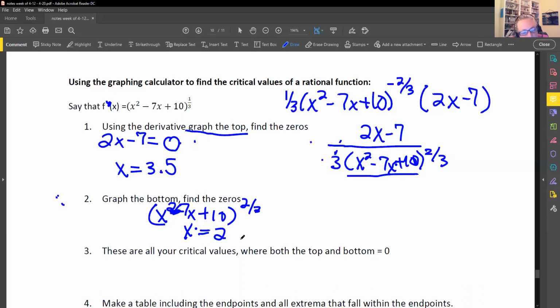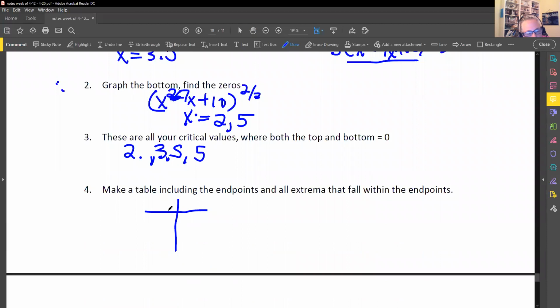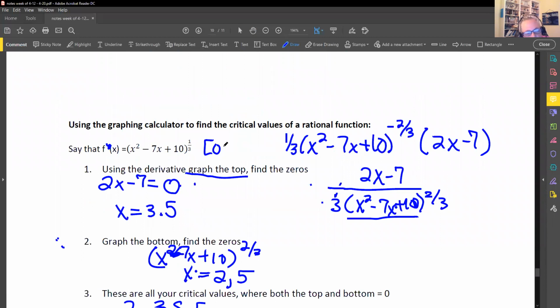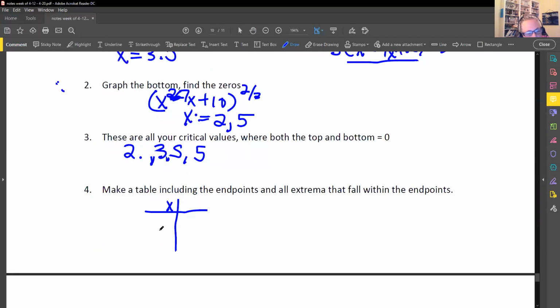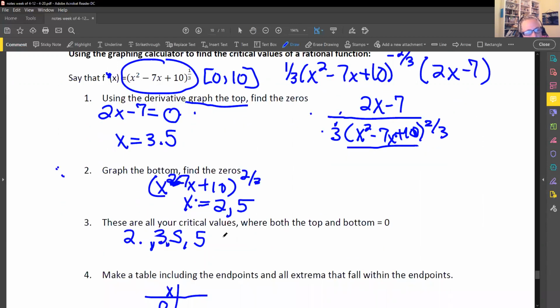So these are all the critical values, right? Now the critical values are 3.5, 2, and 5. And now that I have those, I can just make my table. I didn't give you an interval of x, so let's say we wanted to go from 0 to 10. I'm just making it up. So you go 0, 2, 3.5, and 10. And I'm going to test that in f of x, the original function, x squared minus 7x plus 10 to the 1/3.